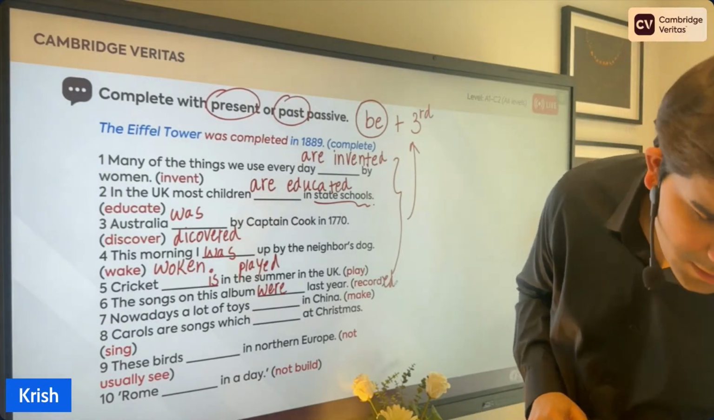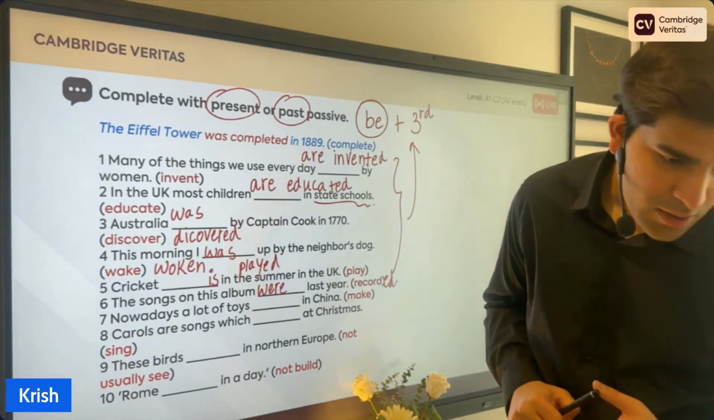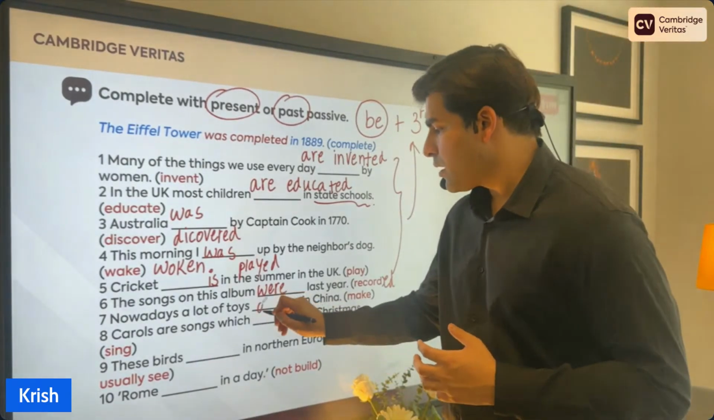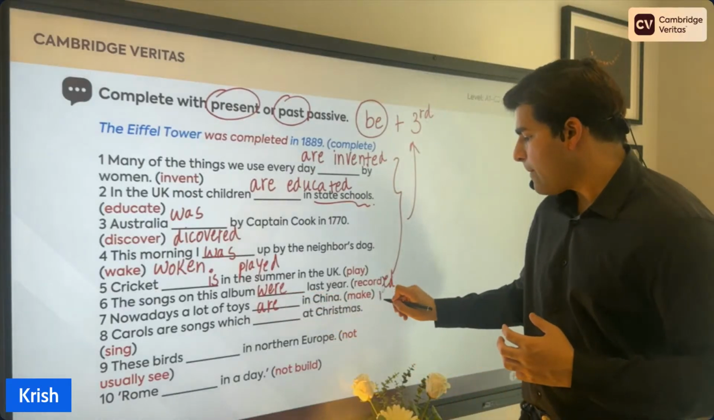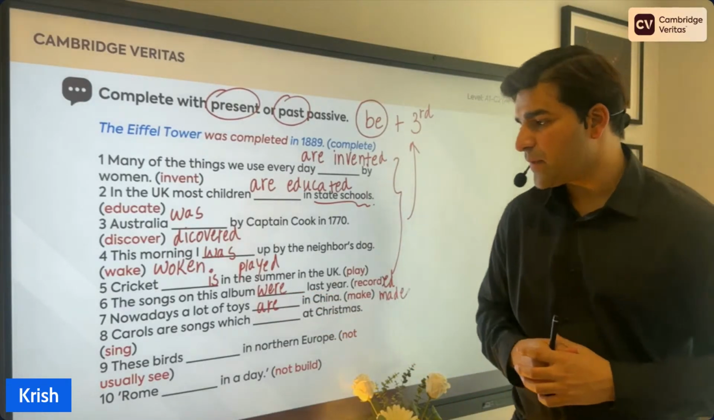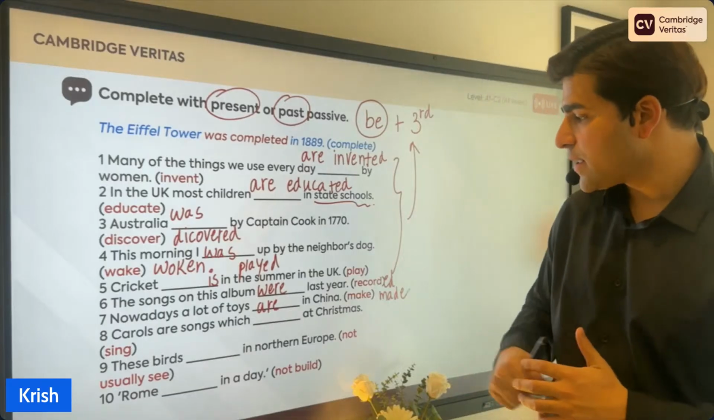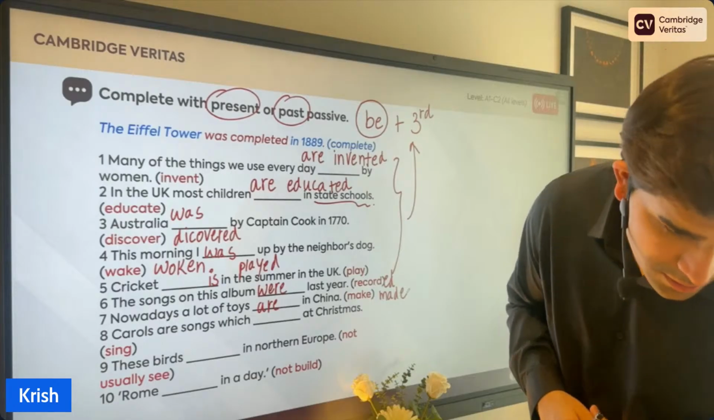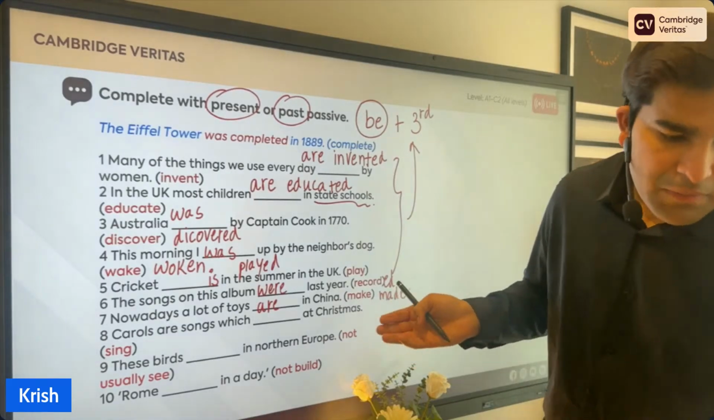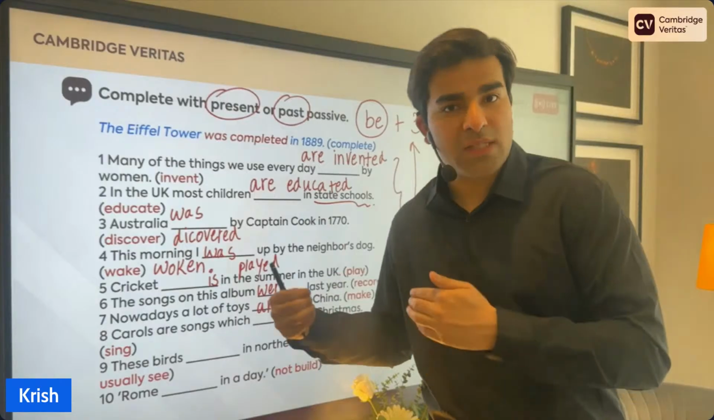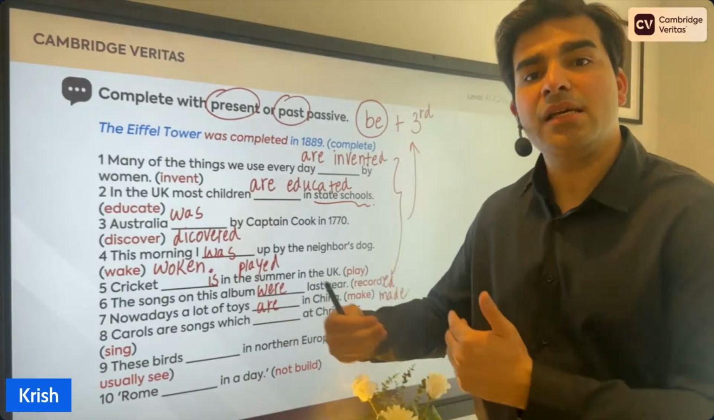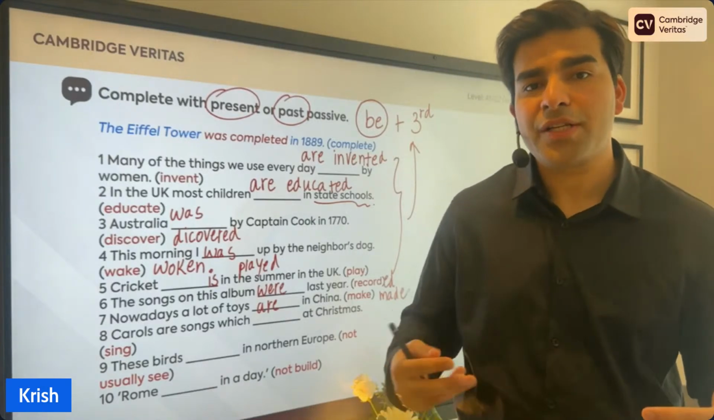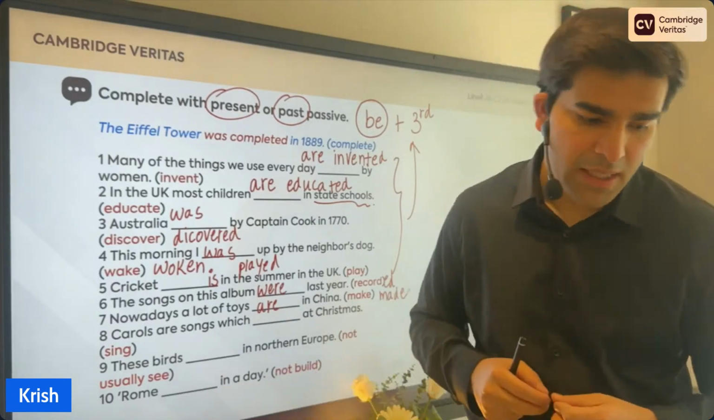Nowadays, a lot of toys make in China. What is the correct answer? Thank you, Kosser. Are made in China. Are being made, I mean, that's called present continuous passive. Are being made. That's fine as well. It's just that you're being formal and at the same time you're referring to the fact that it's happening in the moment of speaking as well.